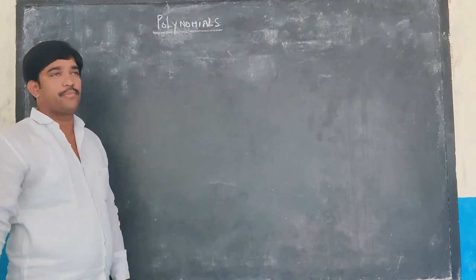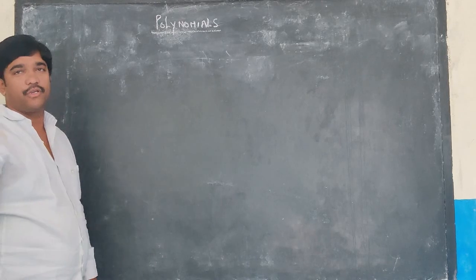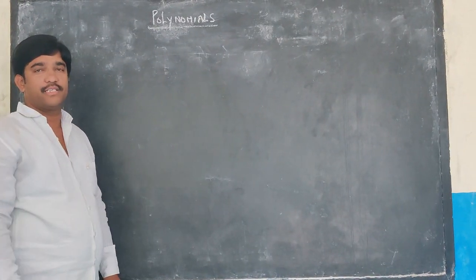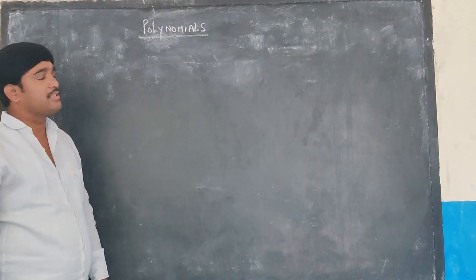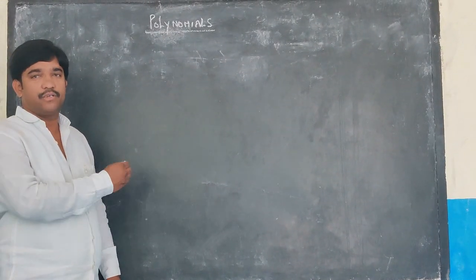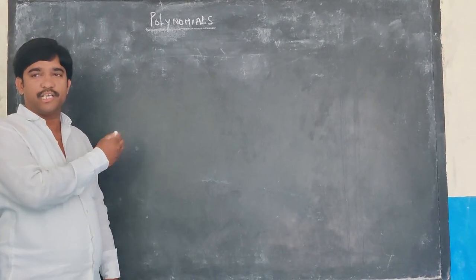Now today the topic which we are going to discuss is about polynomials, which is a very important topic in the TS SSC examination. This consists of a total of 7 marks. The questions will be given from the chapter. Today we learn about the introduction, how polynomials can be written.